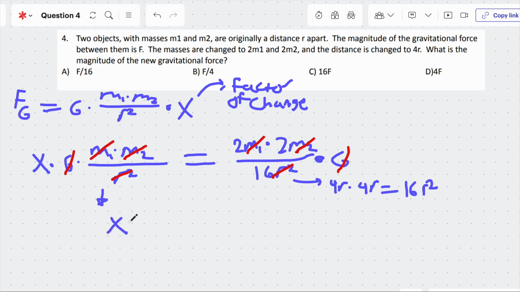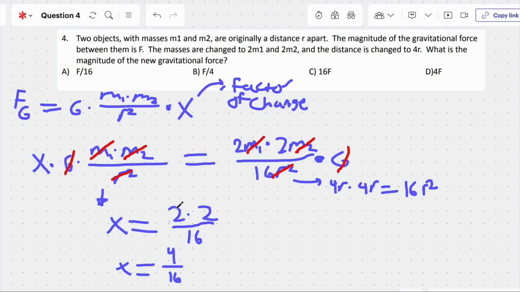our factor of change. And that's going to equal 2 times 2, because we canceled out the m1 and the m2, but both the 2s stayed, and they're still multiplying, divided by 16. Canceled out that g, all the other variables, so this is all we're left with. So this is how we're figuring out what we're changing this by, which will help us get our answer. So x, if we multiply those 2s out, will equal 4 over 16.